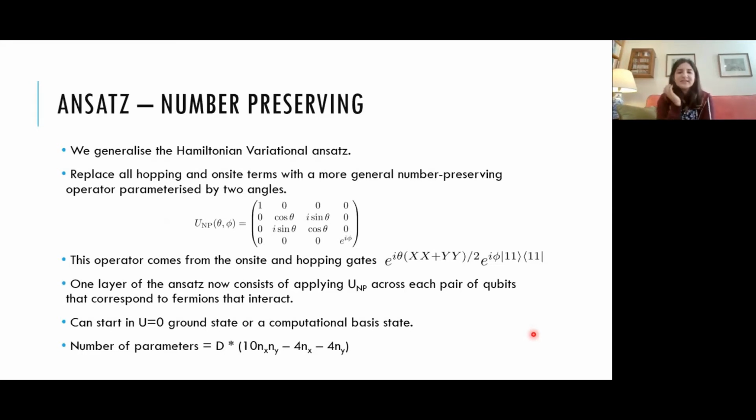The nice thing with this ansatz is you can actually start in a computational basis state, because it's a bit more general than the last one, but you can also obviously start in the U equals 0 ground state as well. The number of parameters is now way bigger than before. If you remember, it was 5 times d. But it's a trade-off. You might need a lower depth of number preserving compared to Hamiltonian variational to reach the ground state. But this does make your problem a bit more complicated because you have a lot more parameters to optimize.